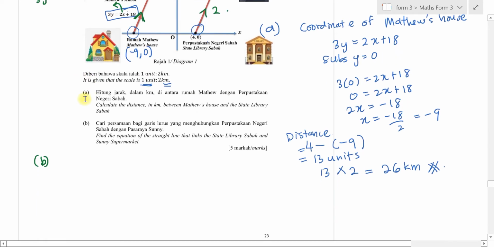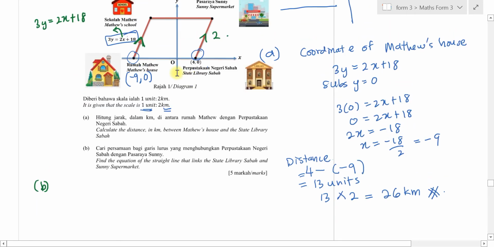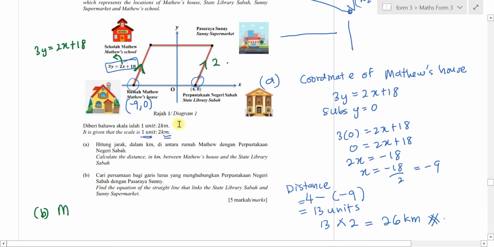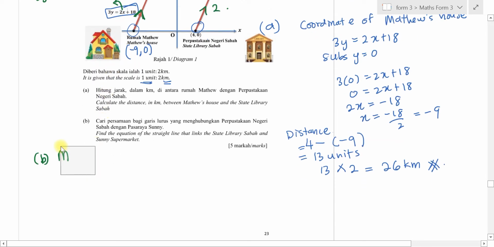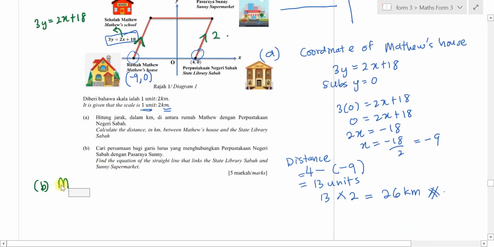I put part of the working here. Gradient of Matthew's house to Matthew's school. What's the best method? The gradient between house and school should be the same, the gradient should be the same.